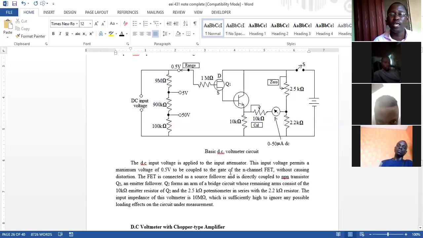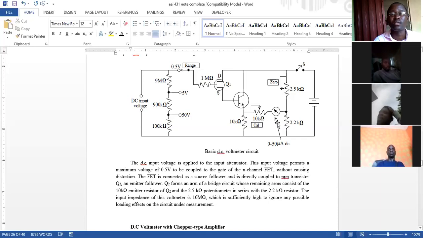So the input voltage permits a maximum voltage of 0.5 volts to be coupled to the gate of the N-channel field effect transistor, and that one is perfectly connected without causing any distortion. The field effect transistor is connected as a source follower and is coupled to the NPN transistor, which is actually a BJT. All right. So the bridge circuit forms with the emitter of the Q2 transistor, the BJT, which is actually taking the current to the meter movement. So the meter now displays the current that is being measured.